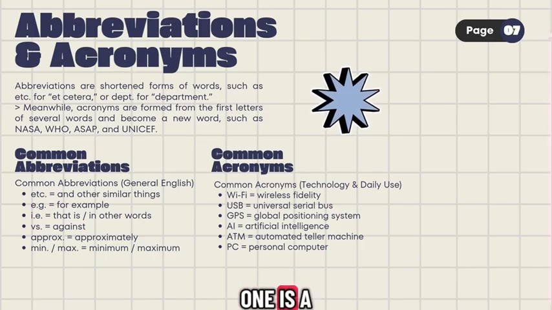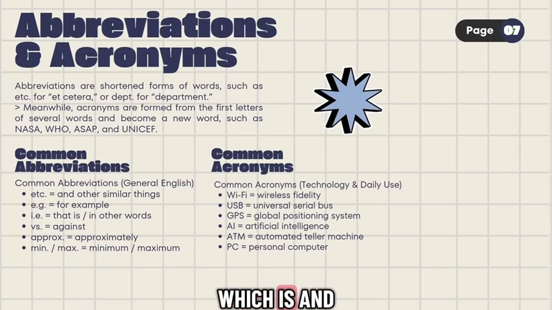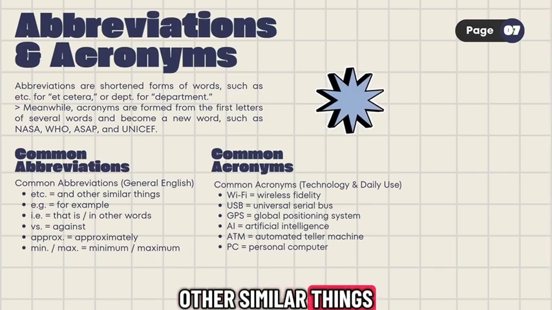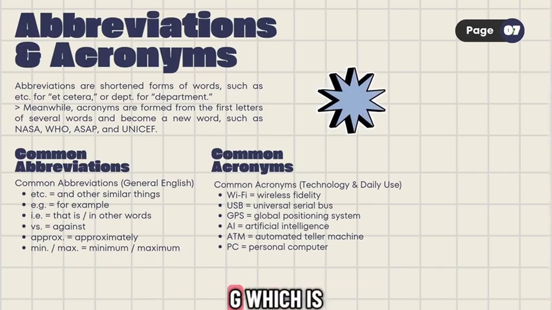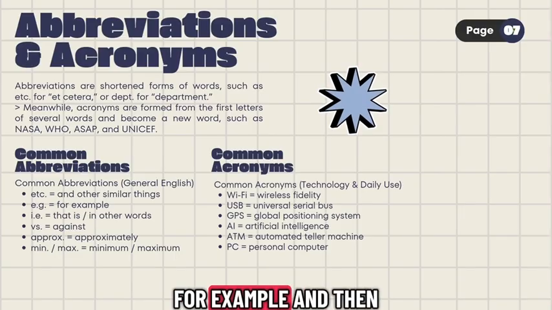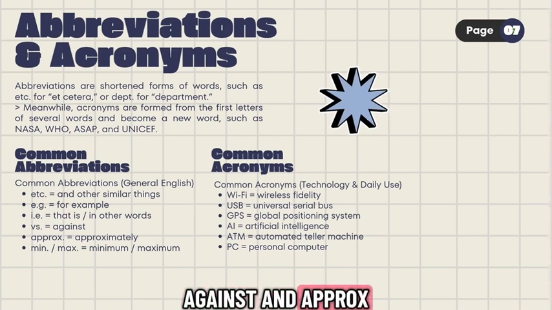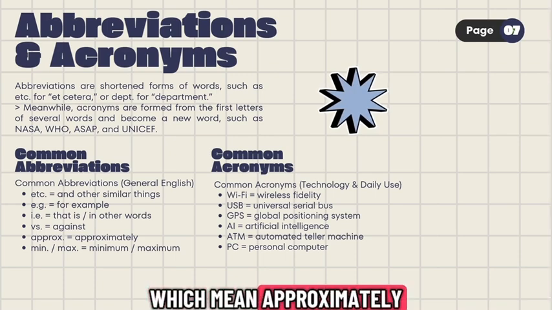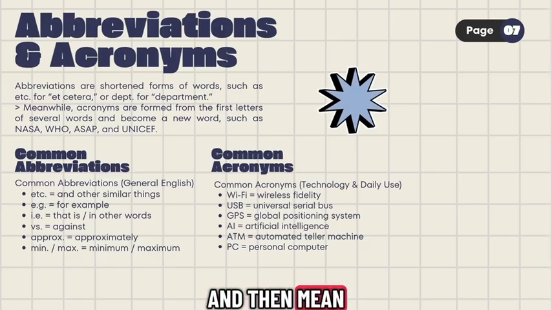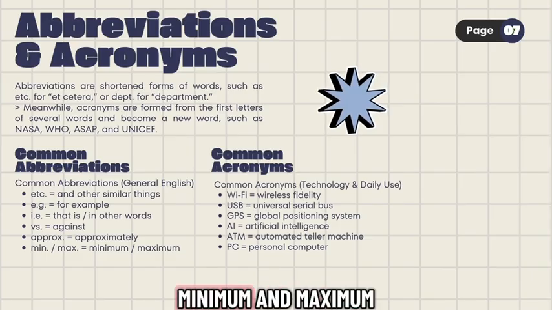The first one is etc., which means and other similar things. And then e.g., which is for example, and then i.e., which is that is, or in other words. And then vs., which means against, and approx., which means approximately, and then min. and max. are minimum and maximum.